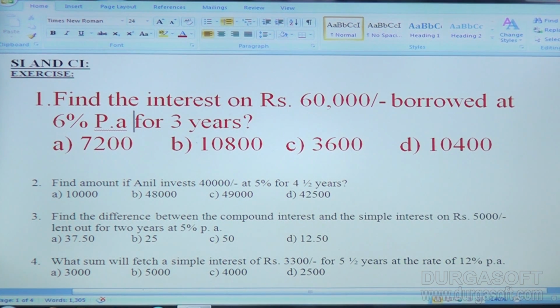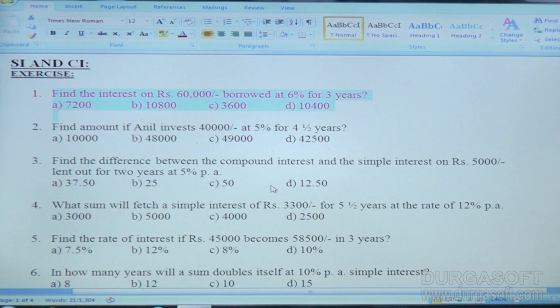For 3 years, 3,600 plus 3,600 is equal to 7,200. 7,200 plus 3,600, you can get 10,800. 72 plus 36 is 108, that is 10,800. So what is the answer? Sorry, the second one is the answer. That 10,800 is the answer. Okay, next one.